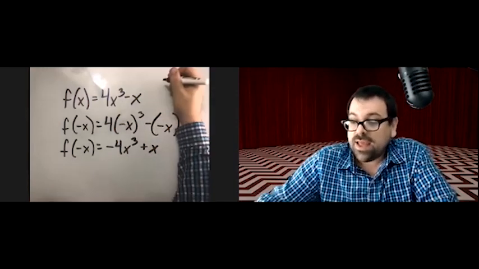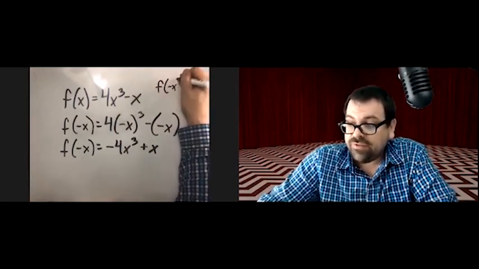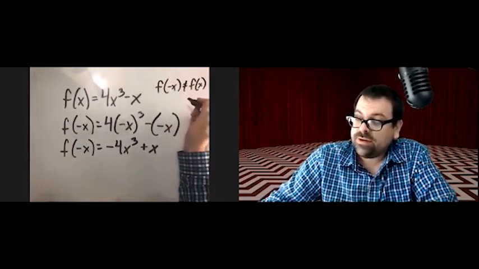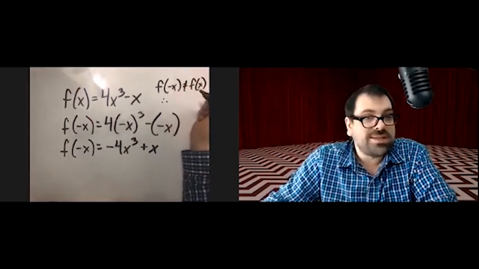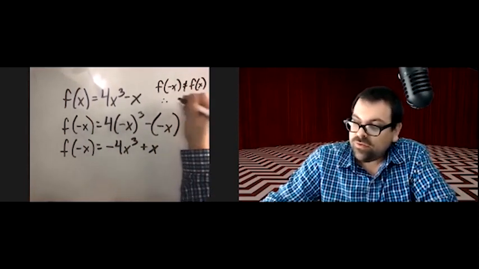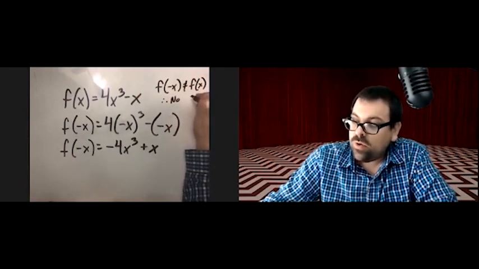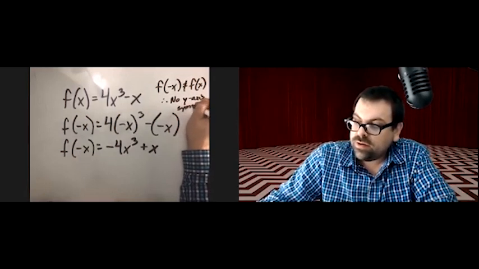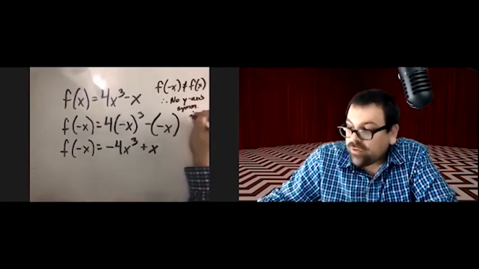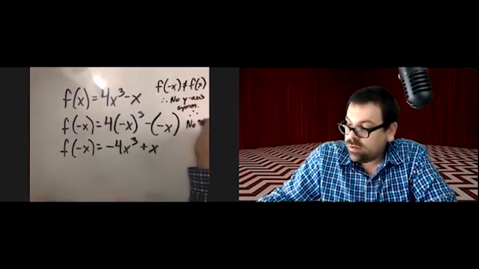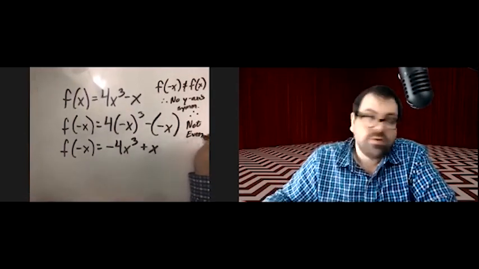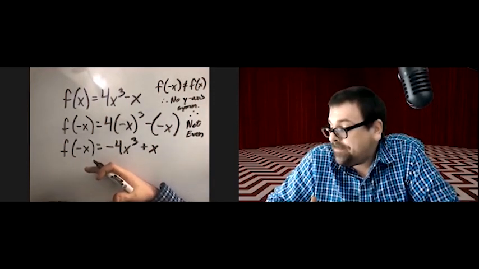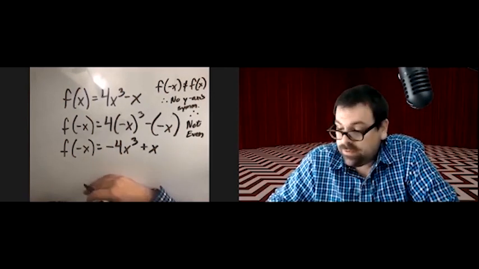So since f of negative x does not equal f of x, therefore, no y-axis symmetry, therefore, not even. That doesn't automatically mean it's odd though. Remember, it can be neither.